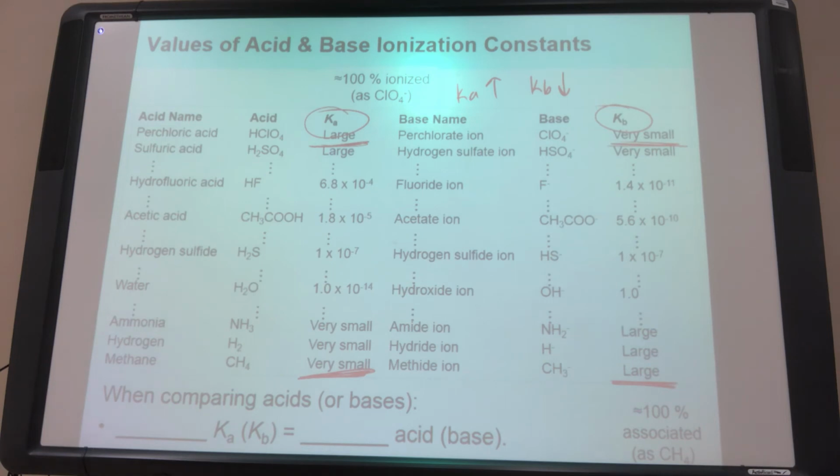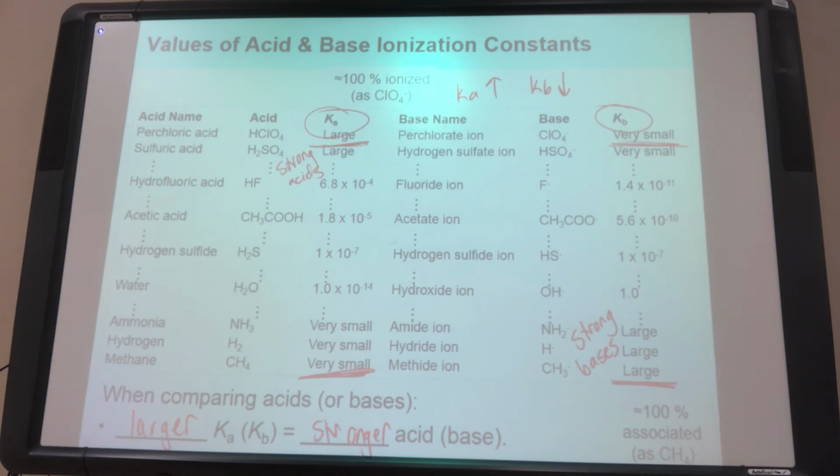So when we want to compare, I might give you a list of them and ask you to compare them. The larger the Ka, the stronger the acid. So these are strong acids. The larger the Kb, the stronger the base. So these are strong bases. The bigger the number, the stronger it is for whichever one that is. If it's a big Ka, it's a strong acid. If it's a big Kb, it's a strong base. So the larger the number, the stronger it is for whichever one it goes with.